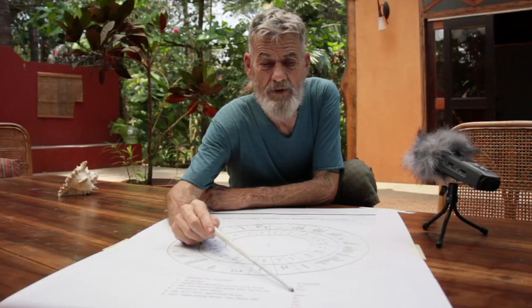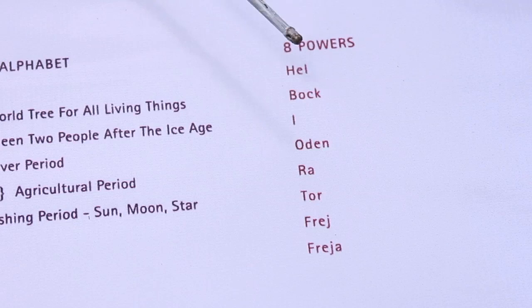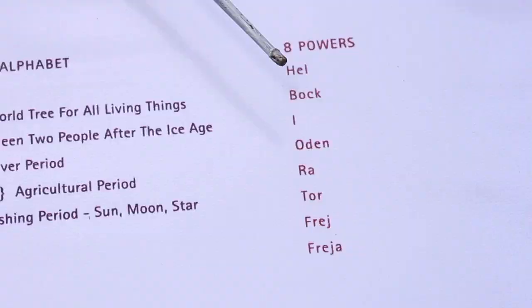E is the masculine symbol for the Bock. E is a pole with a dot above it. Every man has one E. And E is a very, very big sound in this story. Hel, Bock, E.